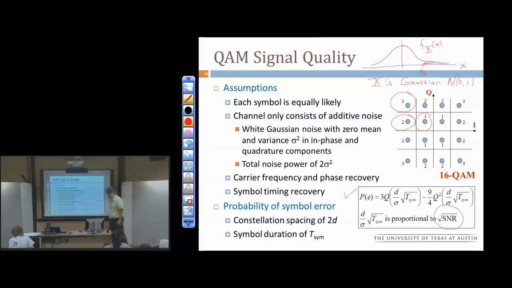So if D increases, does the probability of error increase or? That's correct. So you've got 2 parameters that you can control in your system design. That is D and the symbol time. So D is half the constellation spacing, right? So this is 2D, and the symbol time. And you're really stuck with the noise in the system and the channel. Actually, you're stuck with that.